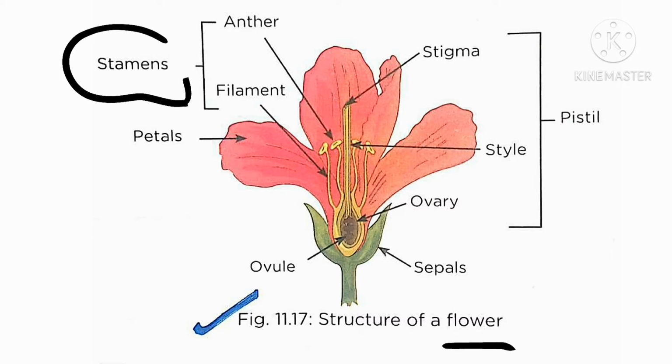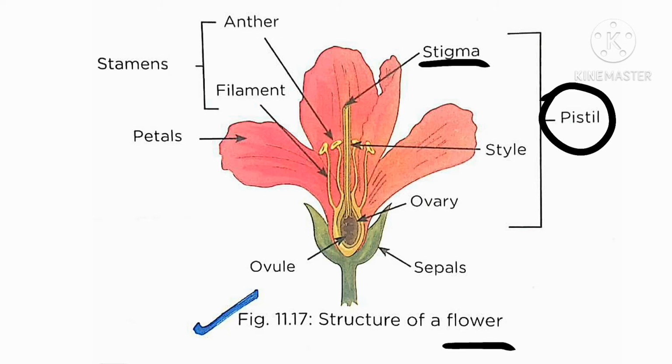First part is stamen and the second one is pistil. Stamen is the male part of the flower and pistil is the female part of the flower. Now this stamen consists of two parts. First is the anther and second is the filament, okay, and pistil consists of stigma, style and ovary, okay.